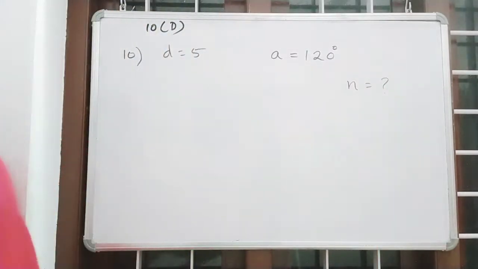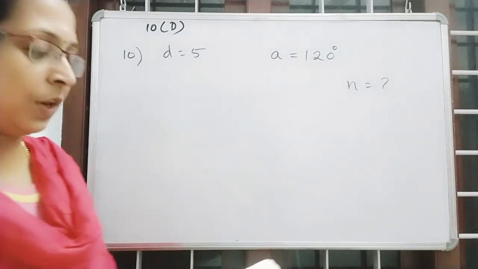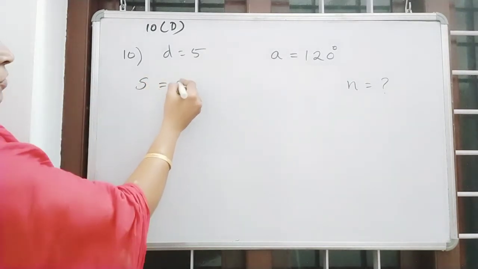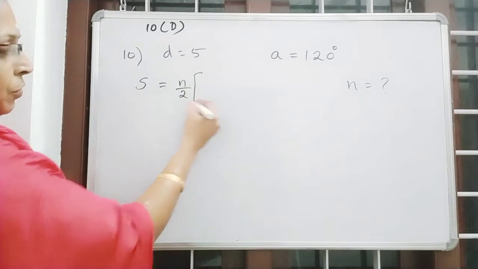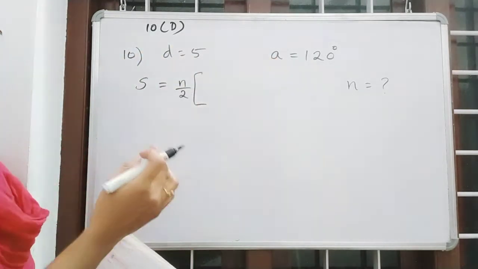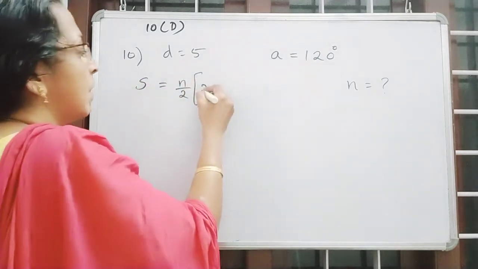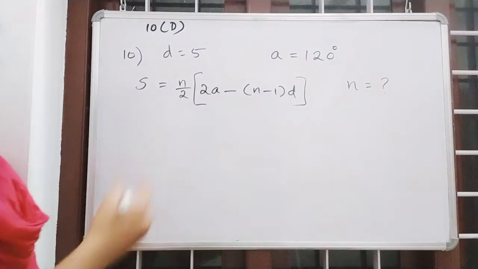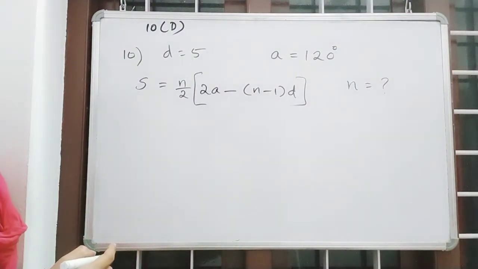So how can we find? Which formula do we have? Sum is equal to n by 2 into, we have a and common difference. So which formula do we want to apply? 2a plus n minus 1 into d. This formula, not the first term plus last term.